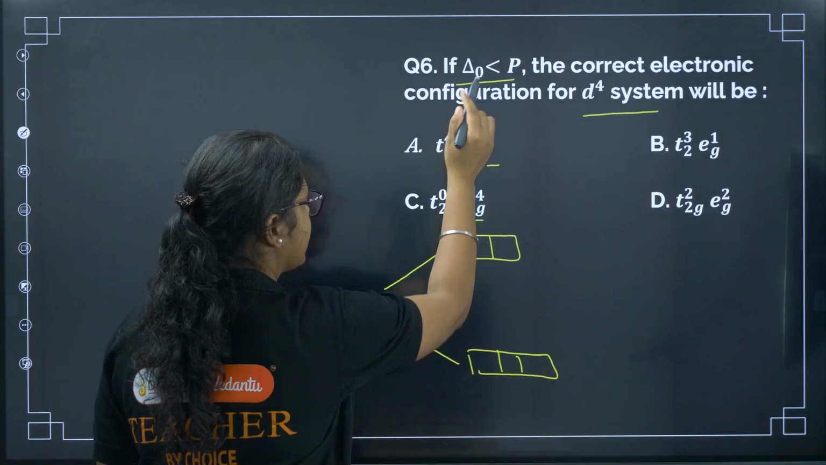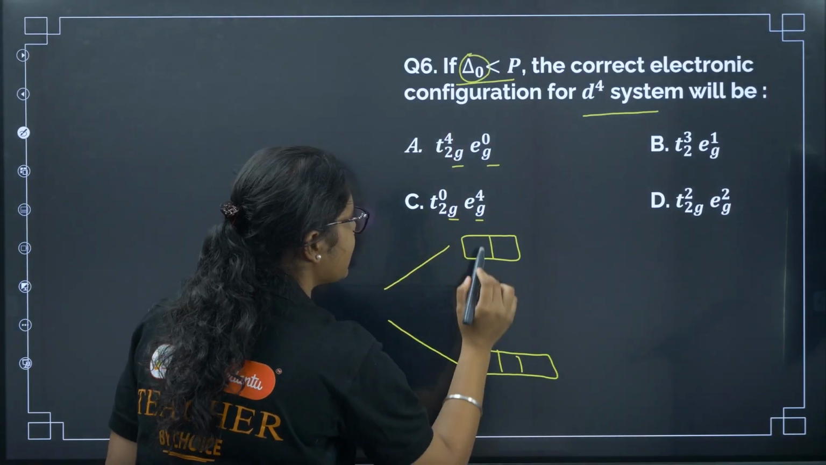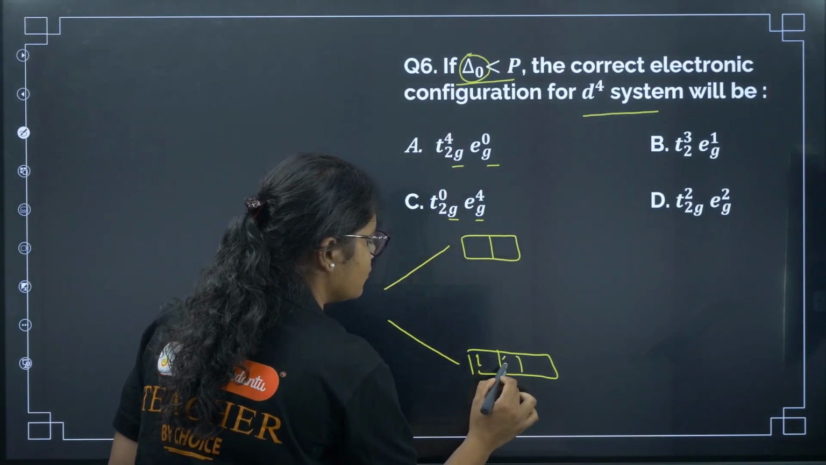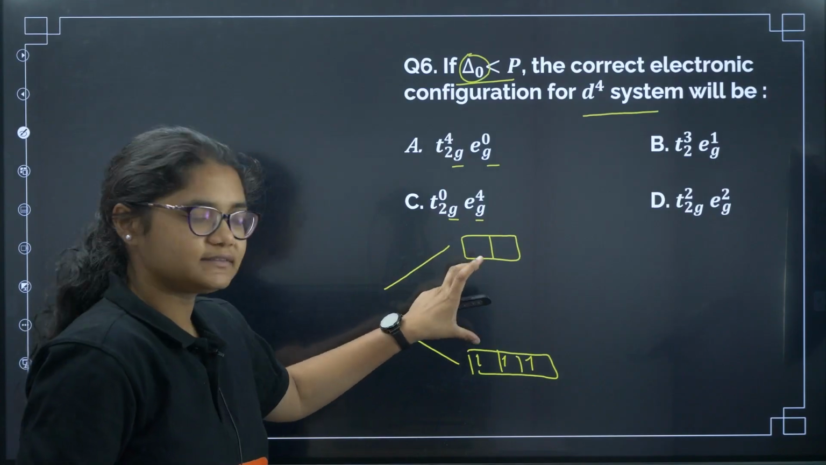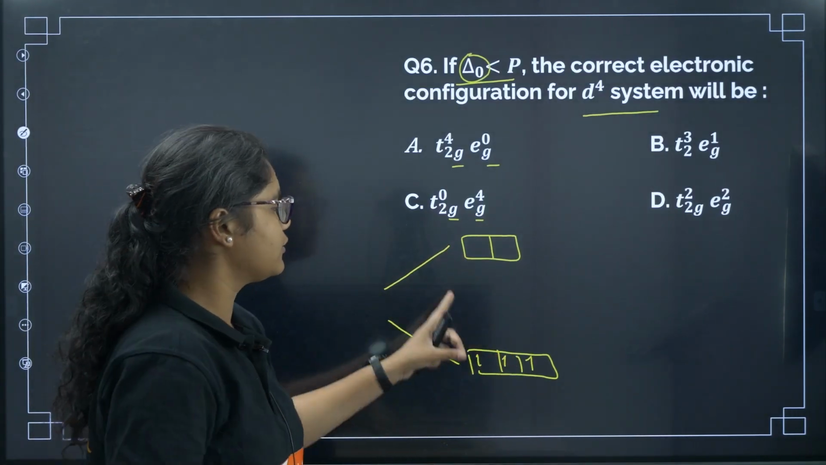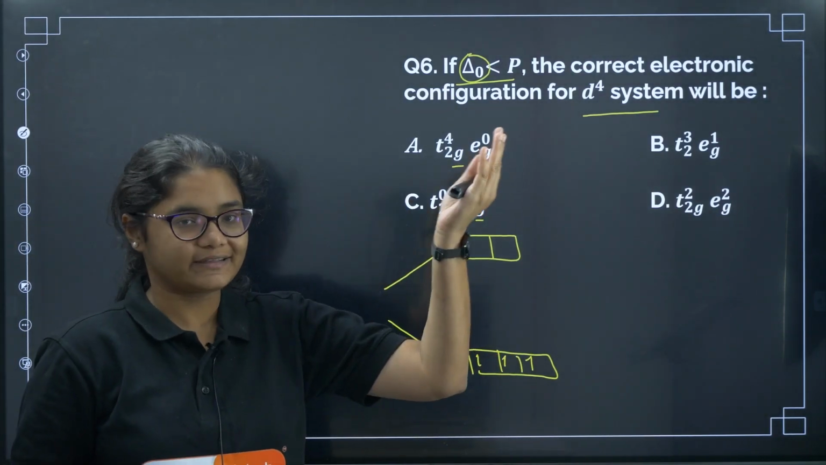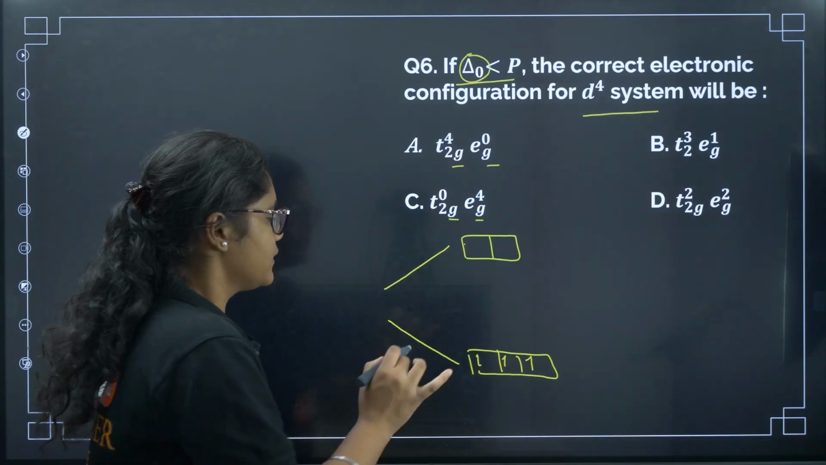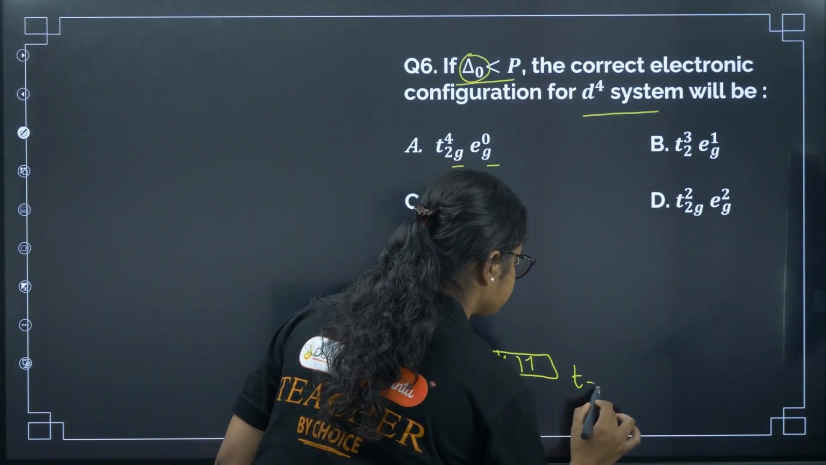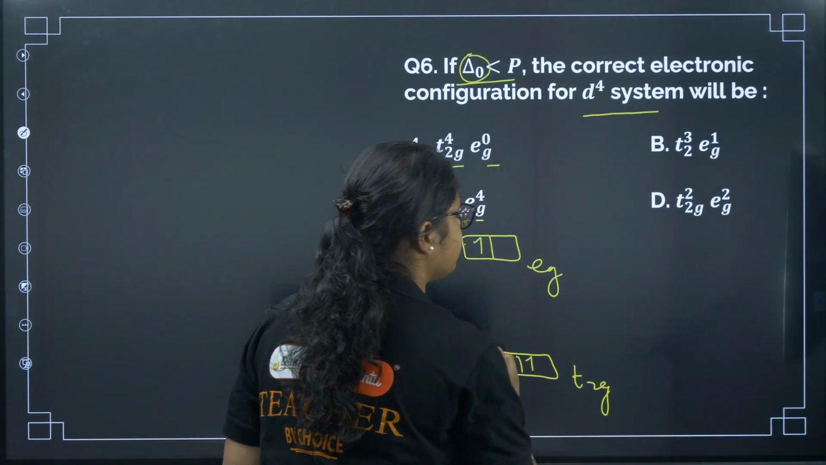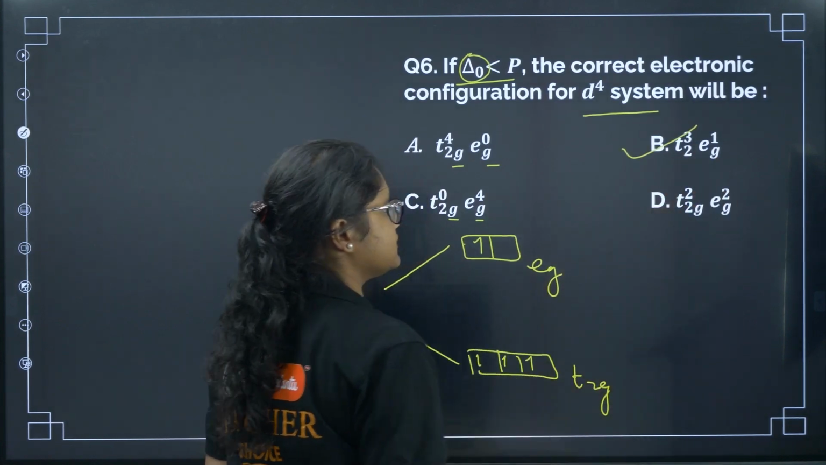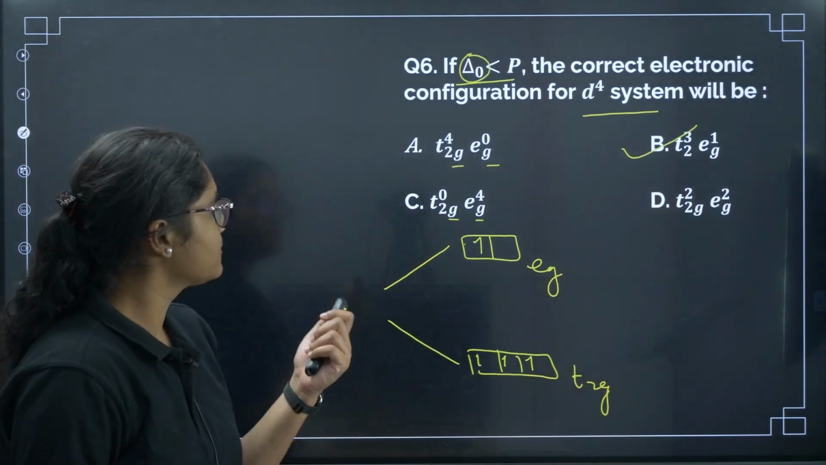So now this delta O is very small. We have 4 electrons, so 1, 2 and 3. Now because of this small energy gap, the 4th electron can easily go to the higher energy level. So the configuration will be t2g3 eg1, okay? So the correct answer for this question will be option number B.